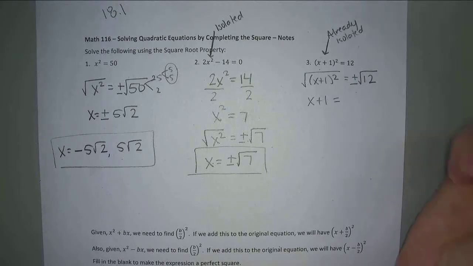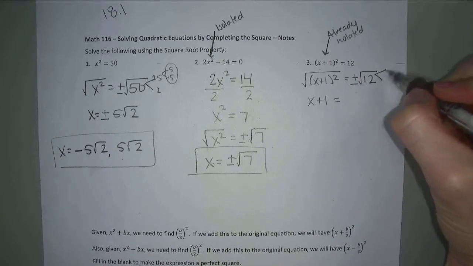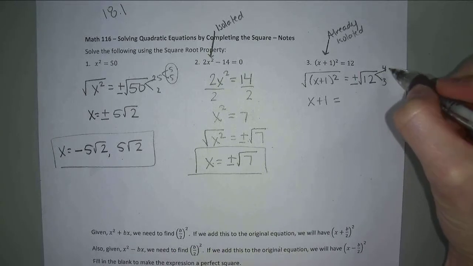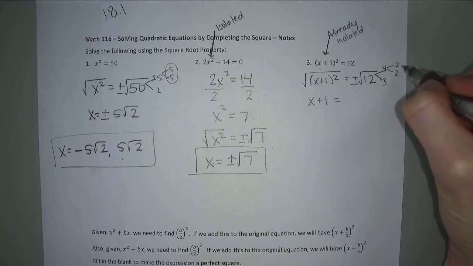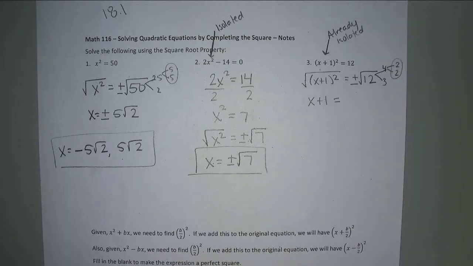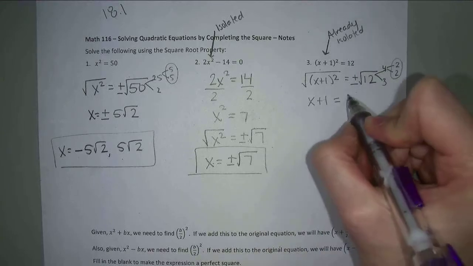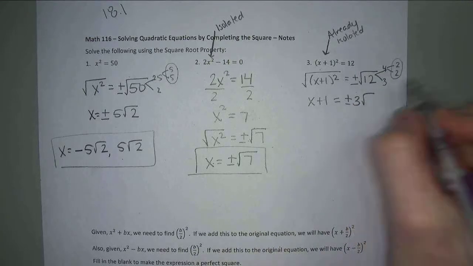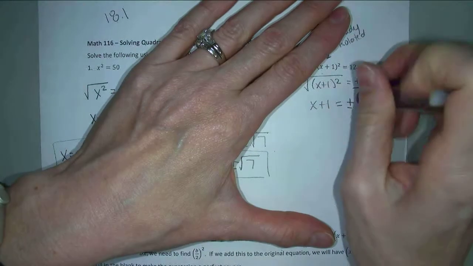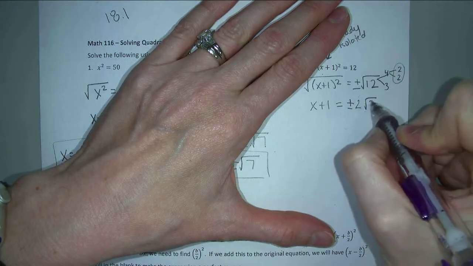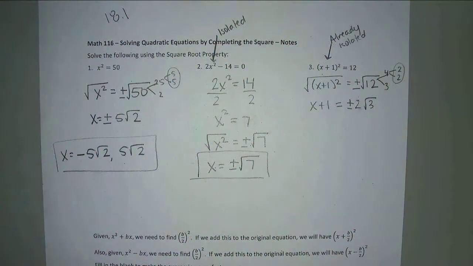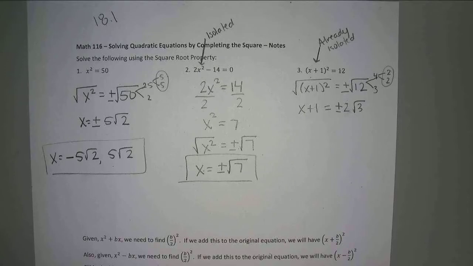On the right-hand side, how does 12 break up? I do 4 and 3. Why does that help me? Because 4 breaks into 2. So who can come out? The 2. Who has to stay? 3. So we have plus or minus 3 root, not 3, the 2. 2 root 3. Does that look right? Okay. So we have x plus 1 equals plus or minus 2 root 3.